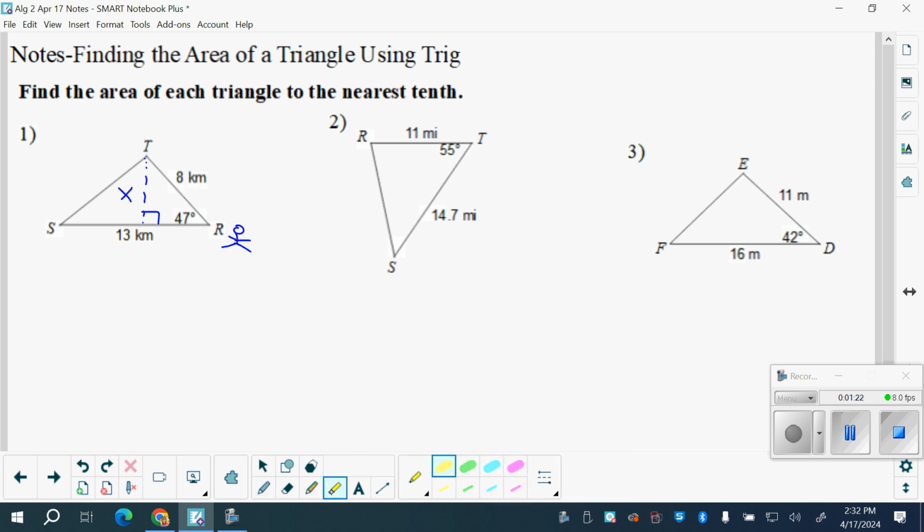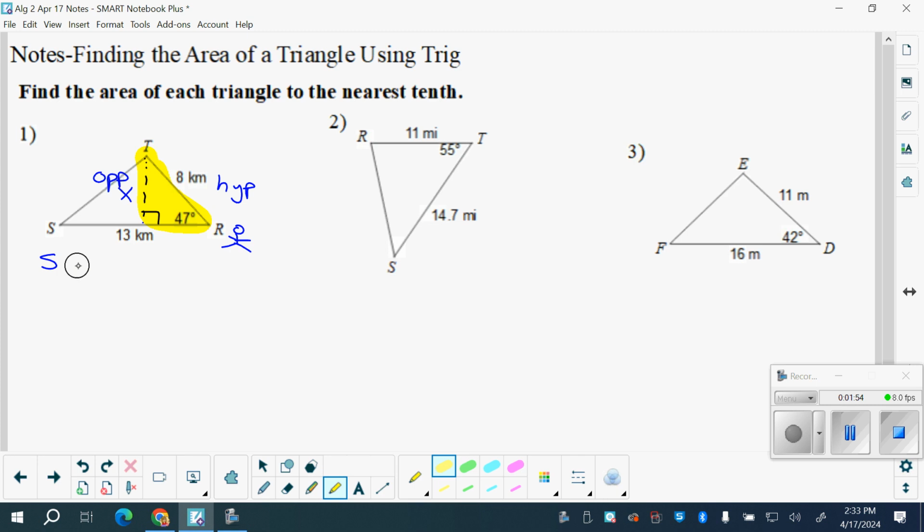It's opposite. So let me just draw what triangle we're looking at. We're looking at this right triangle. We are ignoring right now the rest of that. We're only finding this x from this right triangle. Does that make sense? So we have 8 is what in relationship to the angle? Hypotenuse. And the x is the opposite.